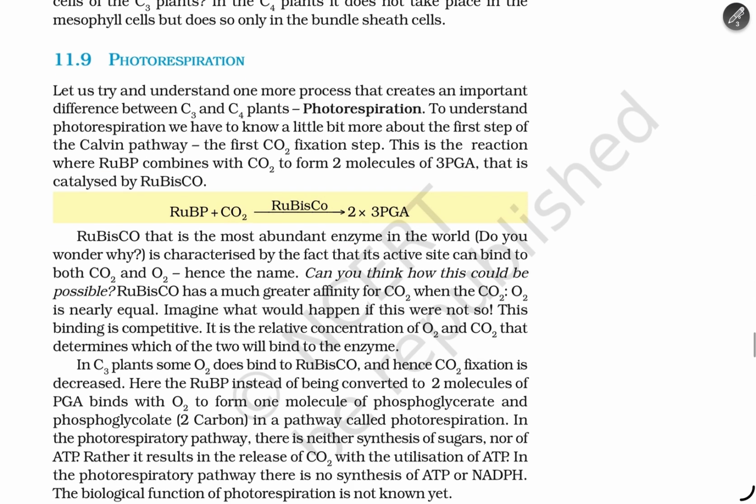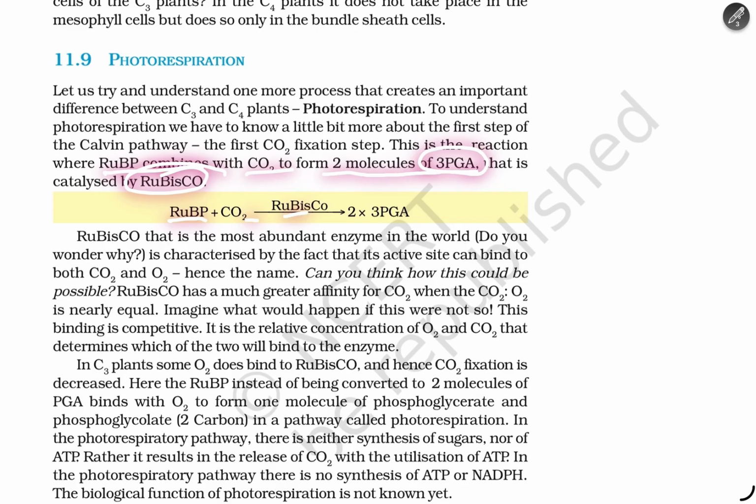Photorespiration. Let us try to understand one more process that creates an important difference between C3 and C4 plants, that is photorespiration. To understand photorespiration, you have to know a little bit more first about the first steps of the Calvin pathway: the carbon dioxide fixation step. It's a reaction of RuBP and Rubisco. RuBP combines with carbon dioxide to form 2 molecules of 3-PGA, which is catalyzed by Rubisco.